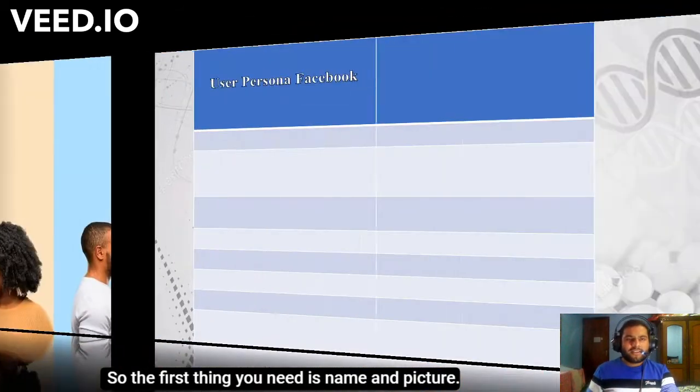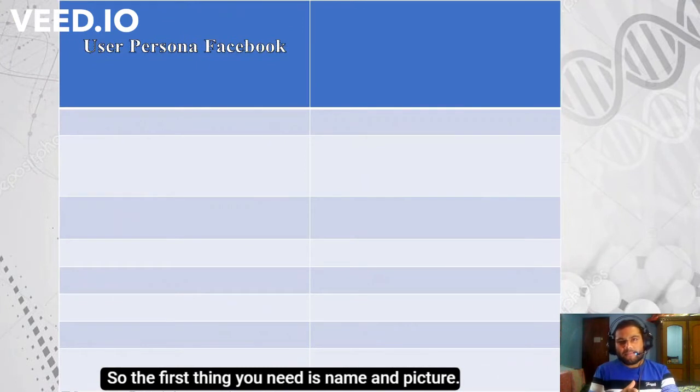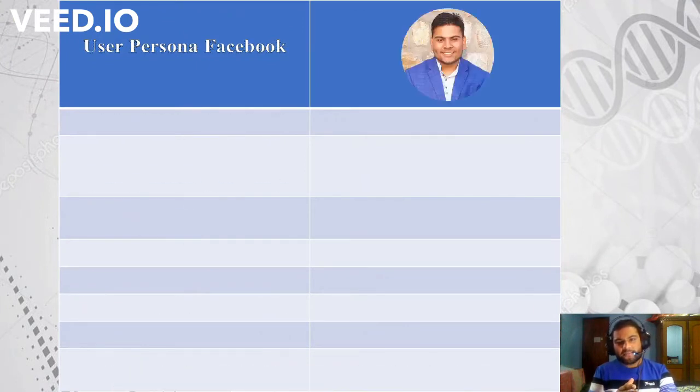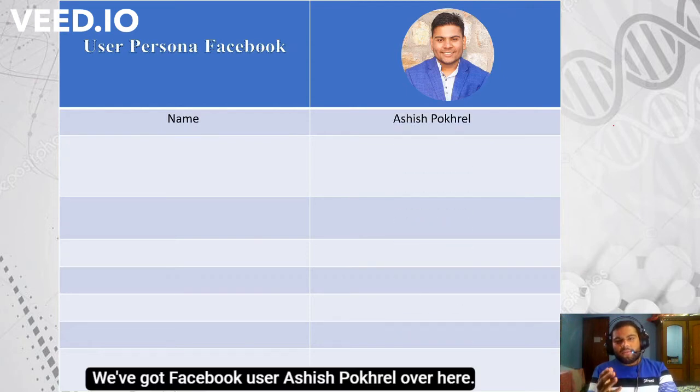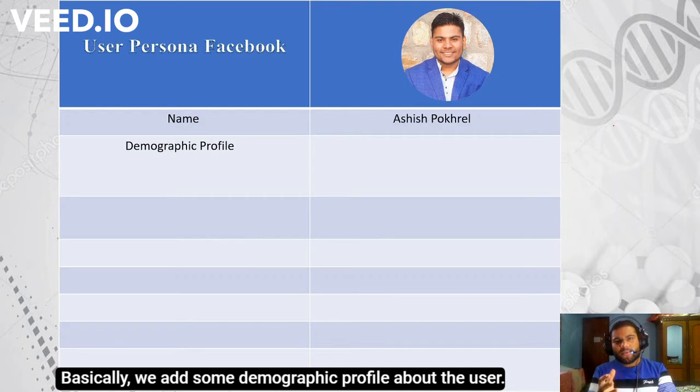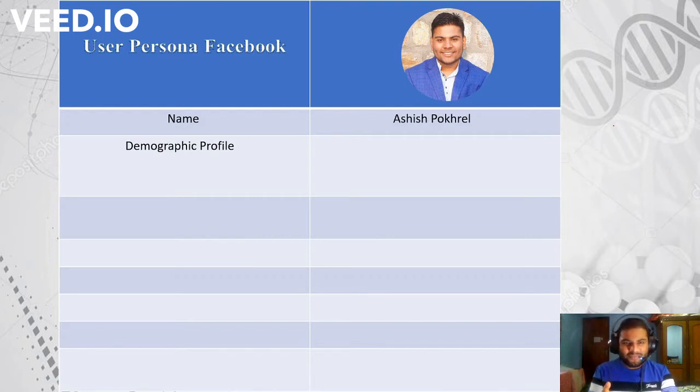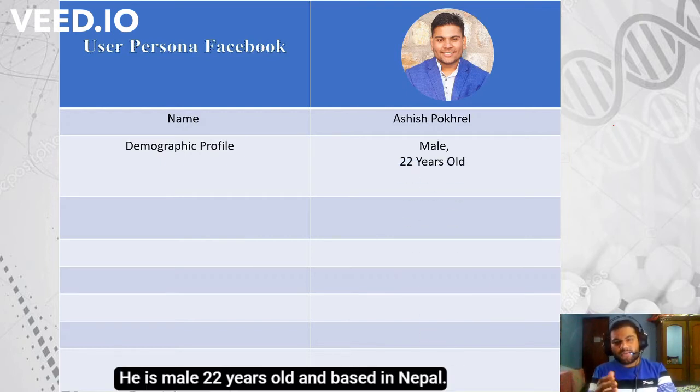So the first thing you need is name and picture. We have name and picture. We have got a Facebook user, Ashish Pokhrel, over here. Basically, we have some demographic profile about the user. He is male, 22 years old, and based in Nepal.